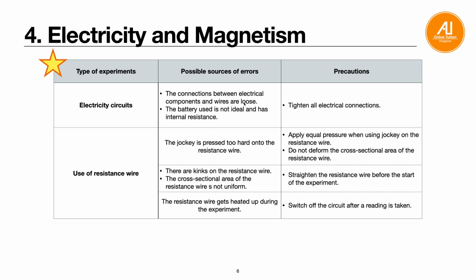Sometimes if you didn't connect properly, the connection might be a bit loose, or sometimes the battery used is not ideal and has some internal resistance. Usually it is ignored, but in practical work, sometimes the resistance of the battery might have a significant impact on the reading itself. So make sure you tighten all electrical connections before you even start taking your first reading.